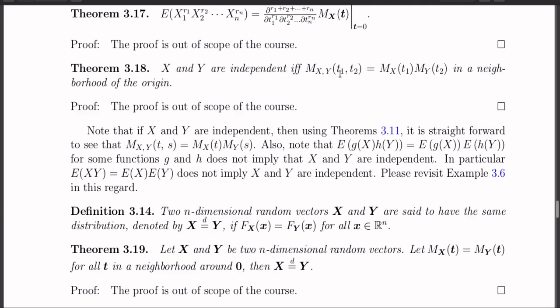That means that if the joint moment generating function of x and y at the point t1 and t2 can be written as the product of the moment generating function of x at the point t1 and the moment generating function of y at the point t2 in a neighborhood of the origin, then x and y are independent. Okay, so it is an if and only if condition, but keep in mind that this equality has to be true in a neighborhood around the point 0. If it is true for one point or two points, then this equality does not imply they are independent. But if I can find a neighborhood around the origin on which this equality is true, I can tell that x and y are independent random variables.